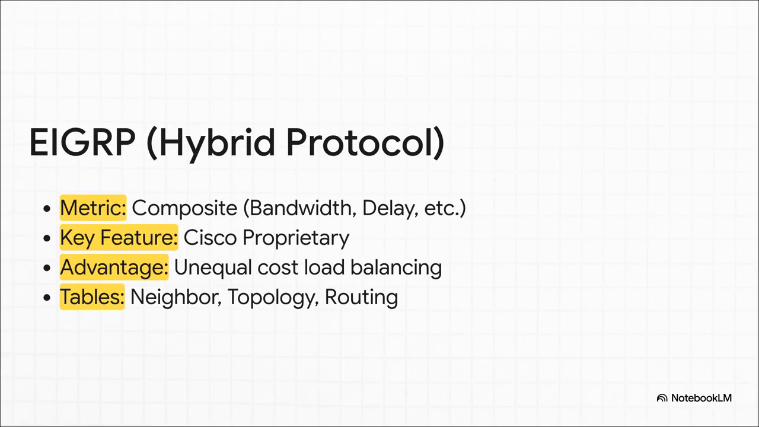And then you have EIGRP, which takes things even further. This is a super powerful hybrid protocol that looks at a whole bunch of factors to find the best path. It's like having a 5-star travel agent who doesn't just find the fastest route, but also considers delays, how reliable the path is, and even how busy it is. This lets it make incredibly smart, fine-tuned decisions about where to send your data.